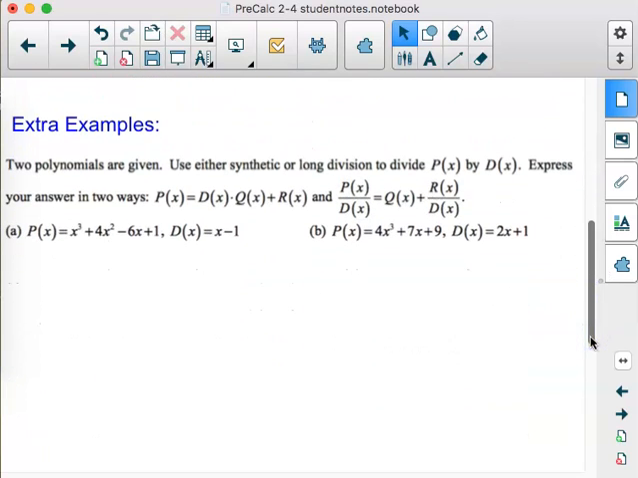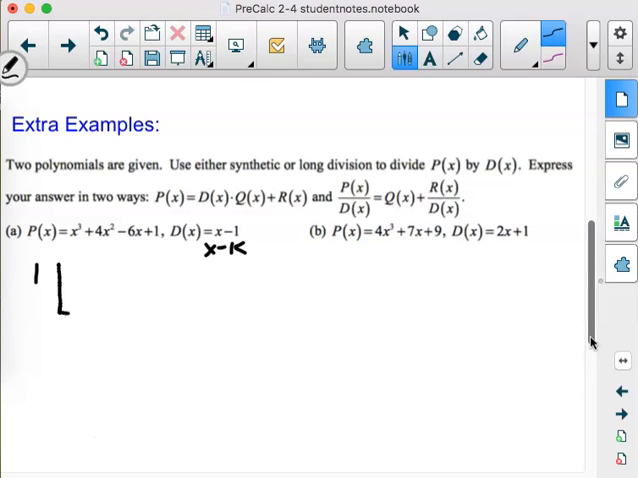We have to. So 2 polynomials are given. Use either synthetic or long division to divide p of x by d of x and express your answer in both ways, whether or not we're going to do it in polynomial form or in fraction form. So this one has x cubed plus 4x squared minus 6x plus 1, and we want to divide by x minus 1. And I immediately recognize that is a linear factor. So I can do this one with synthetic. So that would be the best way to do this problem. And again, that's what we're about at the pre-calculus level is what's the best way. So I'm going to do this one synthetically.